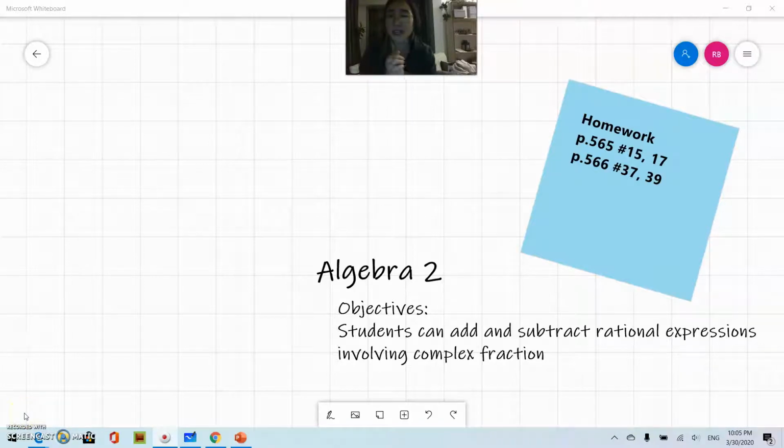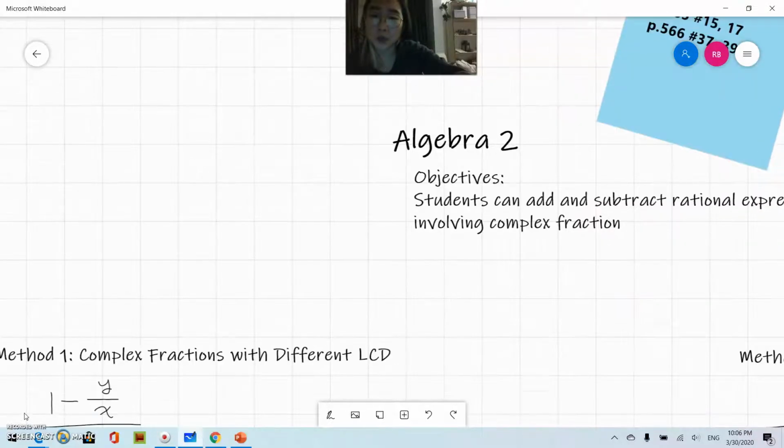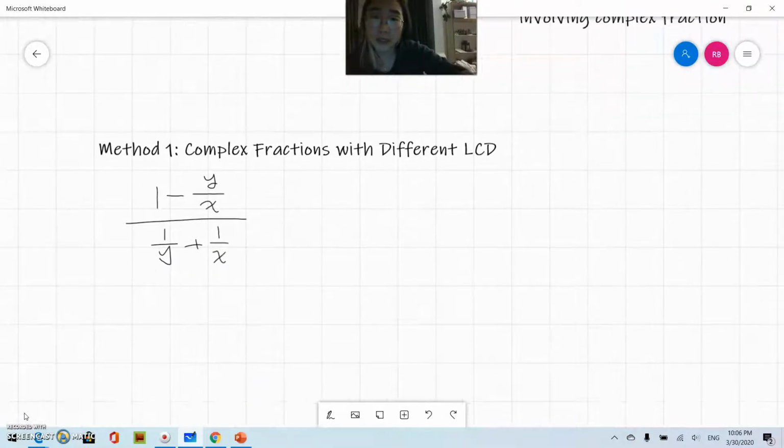Hi guys, this is the second part of section 2 of chapter 9, and we are going to use what we learned yesterday, but we are going to apply it to complex fractions. So you're going to only see complex fraction examples, and your homework problems are also dealing with complex fractions. So let's go to the examples.